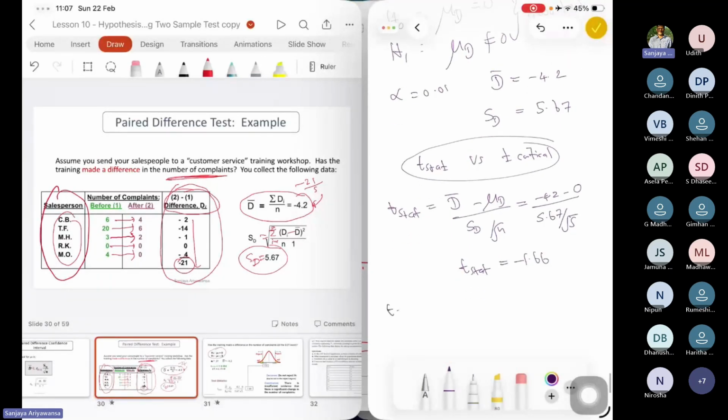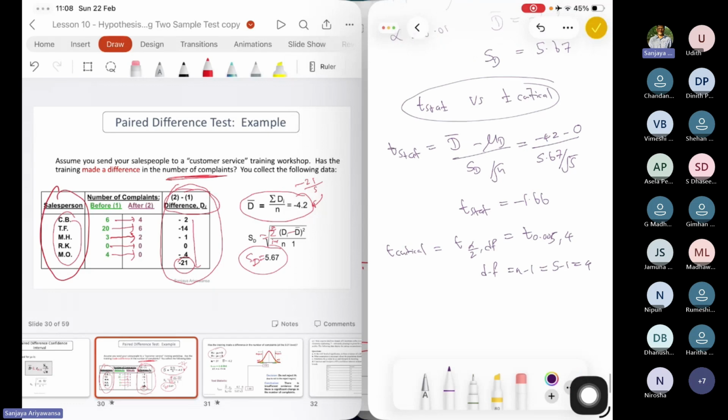Now, the t critical value. That is t alpha divided by 2, comma, degrees of freedom. Alpha was 0.01, so alpha divided by 2 is what? 0.005, right? Comma, degrees of freedom is what? Degrees of freedom is n minus 1, which is 5 minus 1, which is 4.